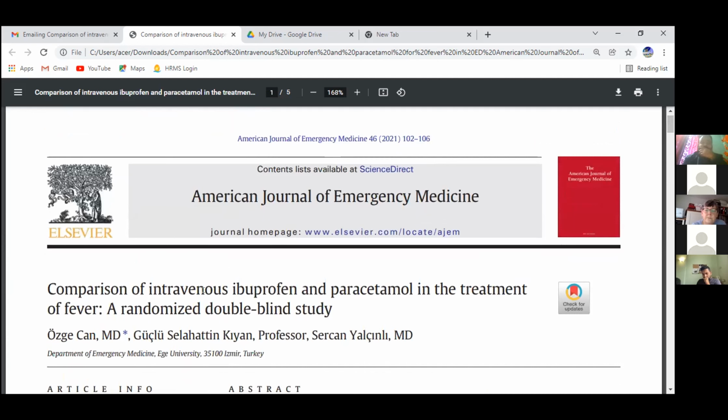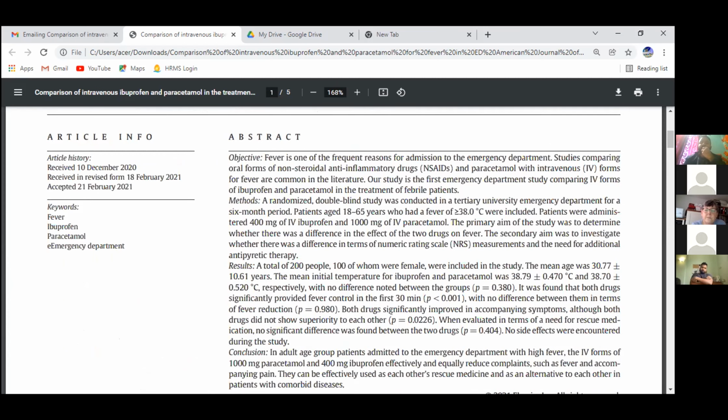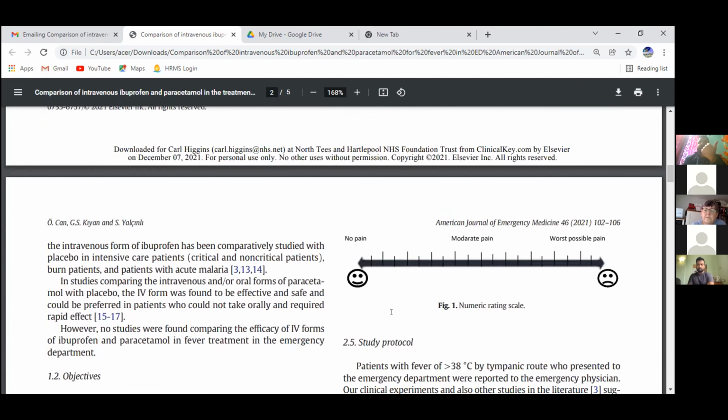As the title says here, it is a comparison of intravenous ibuprofen and paracetamol in the treatment of fever. From this study, there are a few points that can be addressed. First, both drugs are effective in reducing fever, and some patients may need a rescue drug, especially after the 60th minute of application of one drug. And I think the combined way will help reduce fever more in patients in the emergency department.